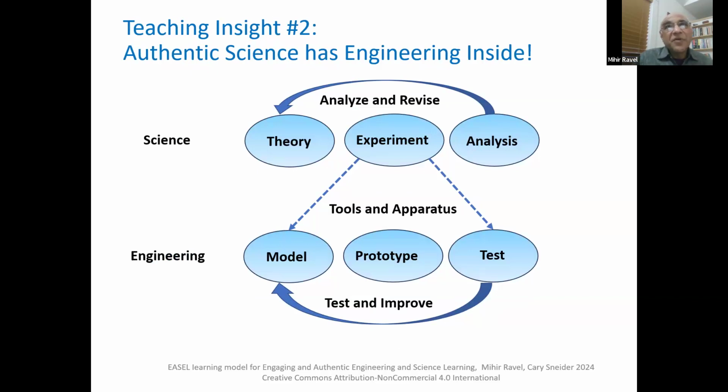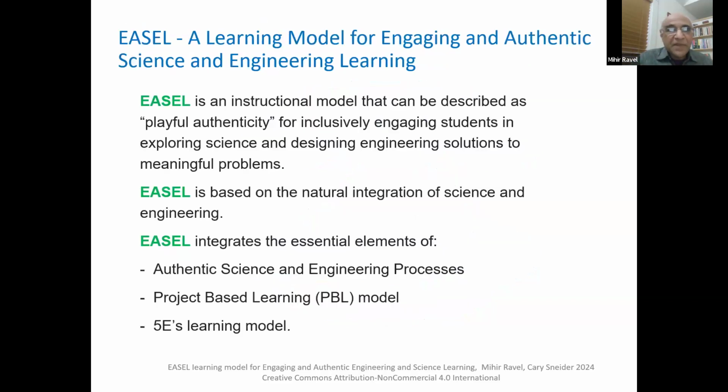And in our review paper, we talk about the evidence for the best way now to integrate engineering and science. It's to put them together, not one first and then the second, or in the other order.